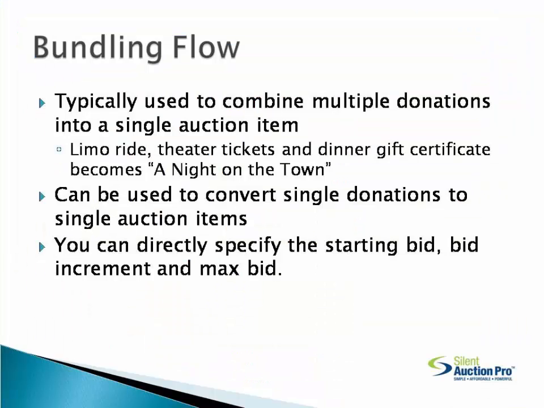There are two different ways to create auction items, using the bundling flow and using Auto Create. The bundling flow is generally used when you want to combine multiple donations into a single auction item. For instance, you combine the limo ride, theater tickets, and gift certificate for dinner for two into a night on the town. The bundling flow can also be used to convert single donations to single auction items. Also, you have more control with the bundling flow in that you can directly specify the starting bid, bid increment, and max bid.